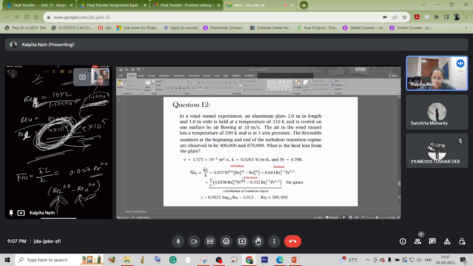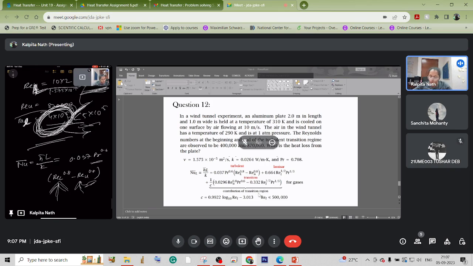Then for the last part, that is the transition part, for REU we will be using 8.7 into 10 to the power 5. And for RE small l we will be using which one? That 4 into 10 to the power 5, right? Yes, ma'am. The same thing that we are using here. Now it is clear? Yes, ma'am. My mistake, so sorry for that. And the final answer will be what?